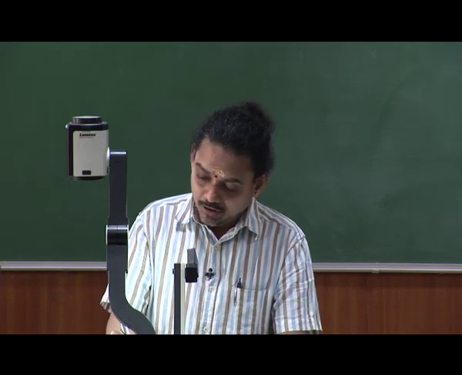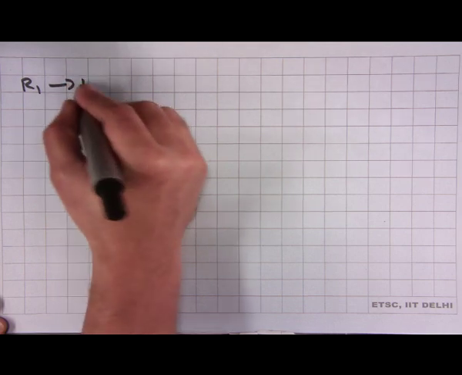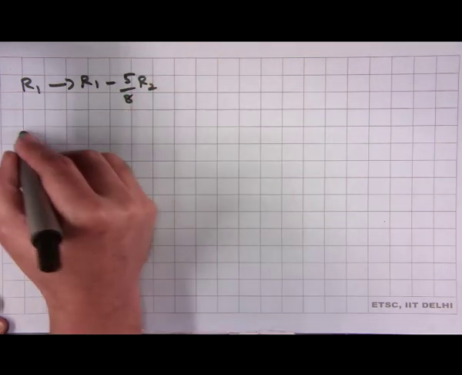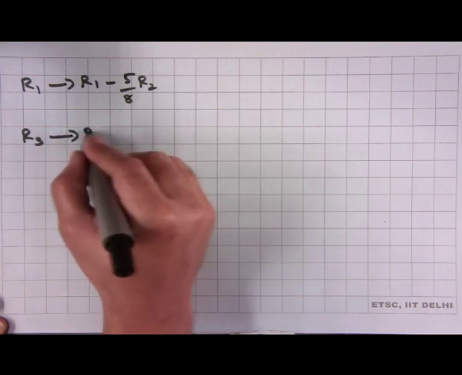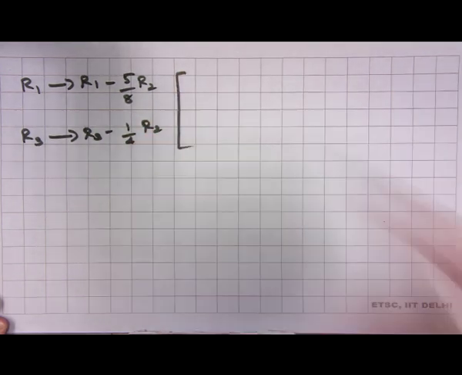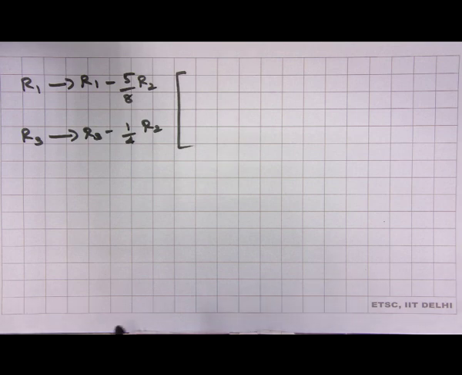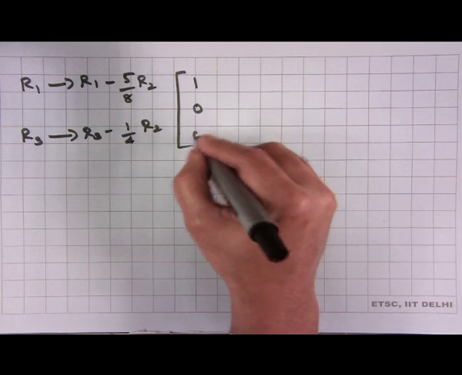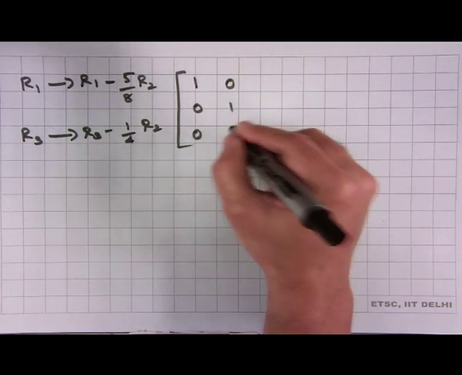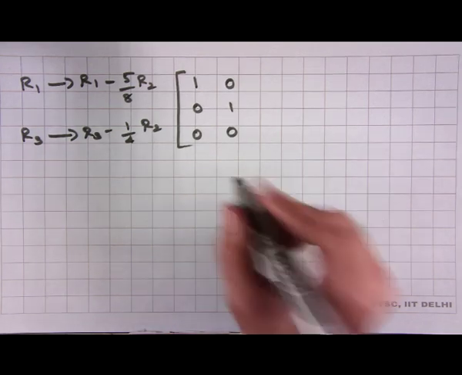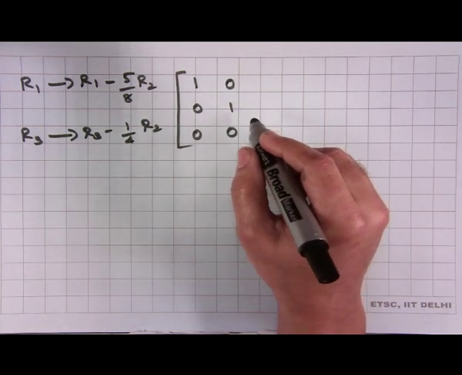Now, I will have to convert the other elements of the second column into 0. So, replace R1 by R1 minus 5 by 8 times R2 and replace R3 by R3 minus 1 by 4 times R2. What will I have? The first column remains unchanged, the second column turns out to be 0 1 0 and for the third column, if I convert this, so what will I have?